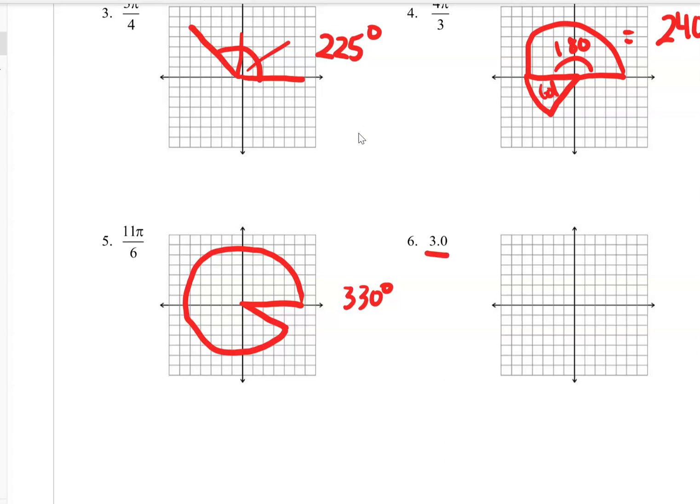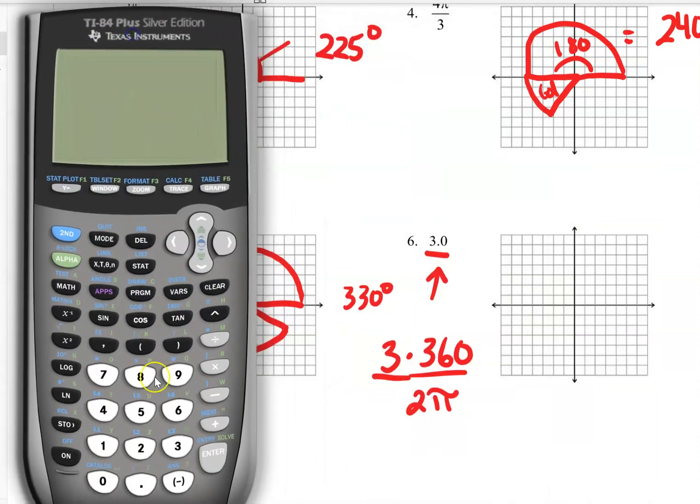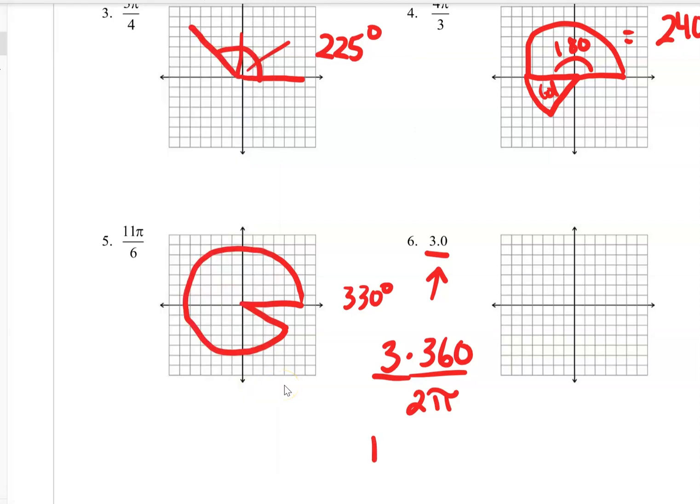3.0 radians. Units aren't listed, so we know we're working in radians. So what we're going to do is take our conversion of 360 degrees being 2 pi radians, and we're going to do 3 divided by 2 pi times 360. So grab our calculator. 3 times 360 divided by 2 and divided by pi. 171.9 degrees. Or we could have taken 3.0 and multiplied it by our estimate of 57.3 degrees.